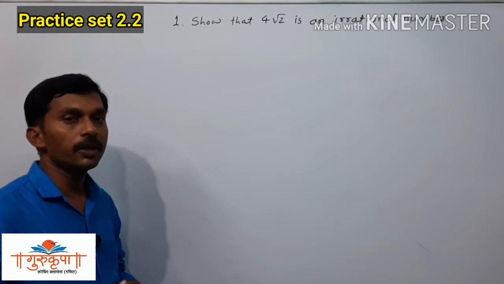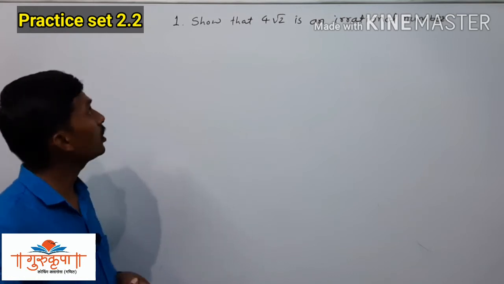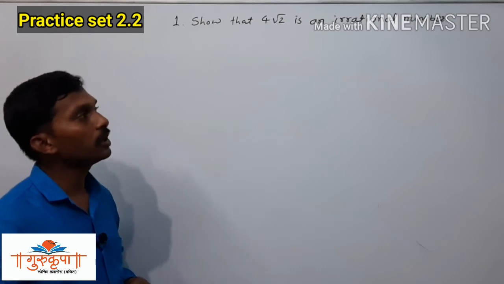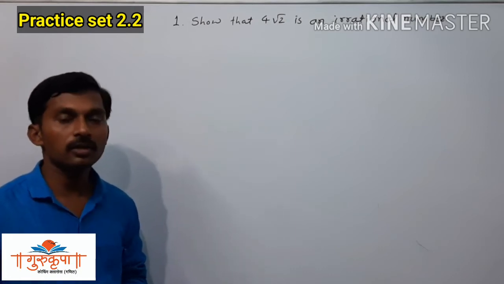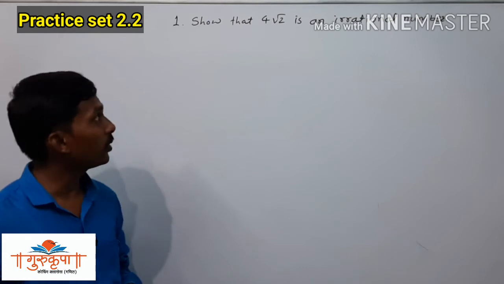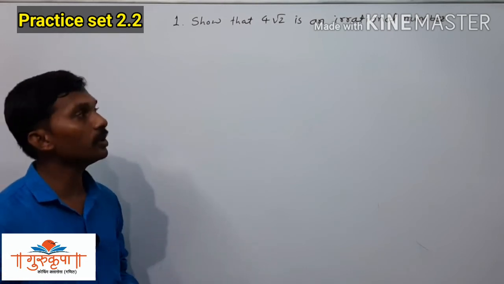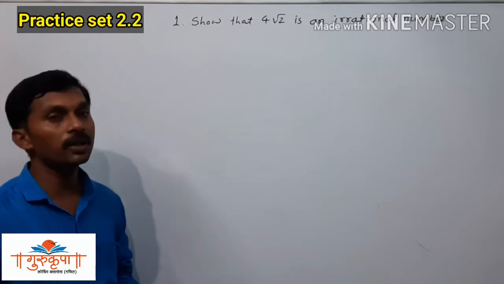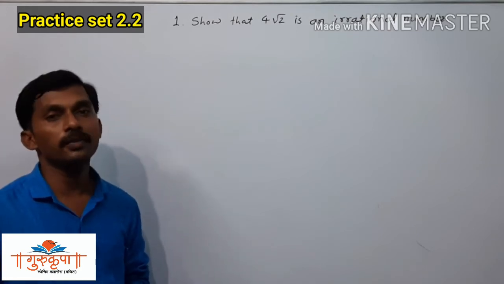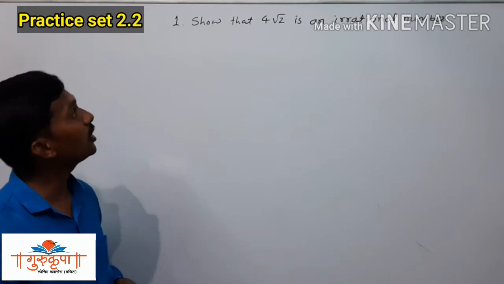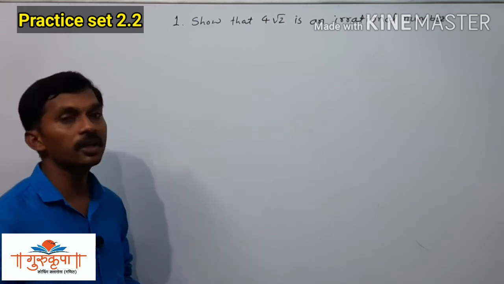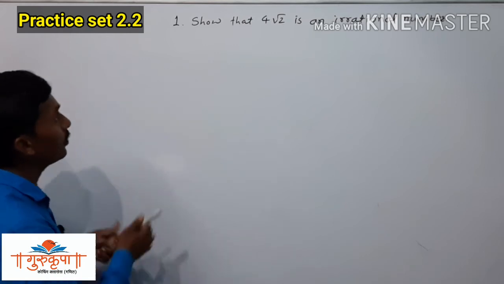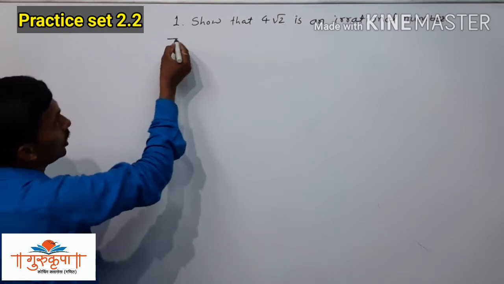Practice set 2.2. First example, the question is: show that 4 root 2 is an irrational number. We have to show that 4 root 2 is an irrational number, and here how we have to prove that? By using the indirect method. By using the indirect method we have to show that 4 root 2 is an irrational number. So here we have to start with an assumption.